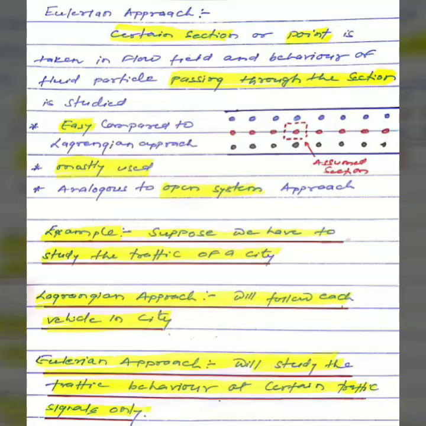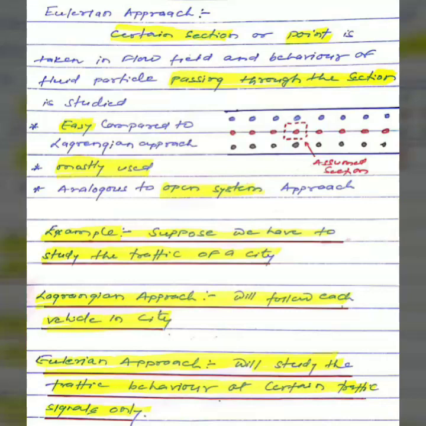Now the Eulerian approach. In Eulerian approach it is not required to follow each and every particle in a flow field. Instead of that, we consider a suitable section or point in flow field and concentrate on the fluid particles which are passing through the considered section only. So obviously the number of particles involved under study becomes very much less compared to Lagrangian approach.